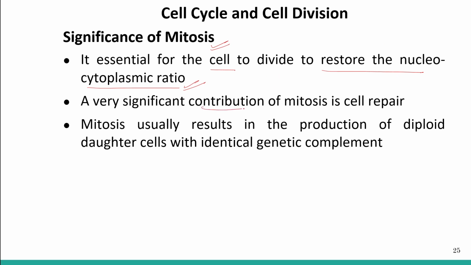A very significant contribution of mitosis is cell repair. So when there is a requirement of repair in the cell, this type of division takes place, that is mitosis, right? Mitosis usually results in the production of diploid daughter cells with identical genetic complement. So when there is a mitotic division, we have identical diploid daughter cells. Their genetic material is identical, right?